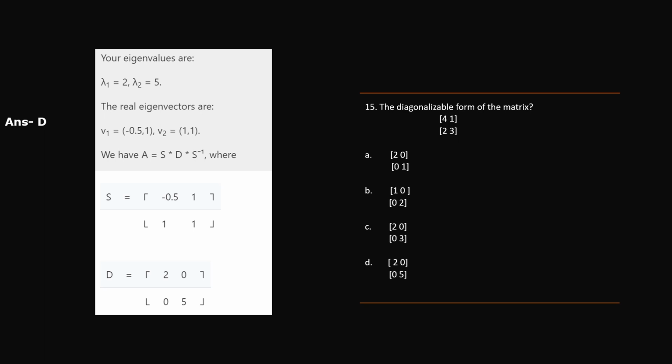it would be 10, and in option D, if you calculate, it would be 10. None of the other options contain the determinant as 10, so only one option is correct, D. Yeah, so the answer will be D here.